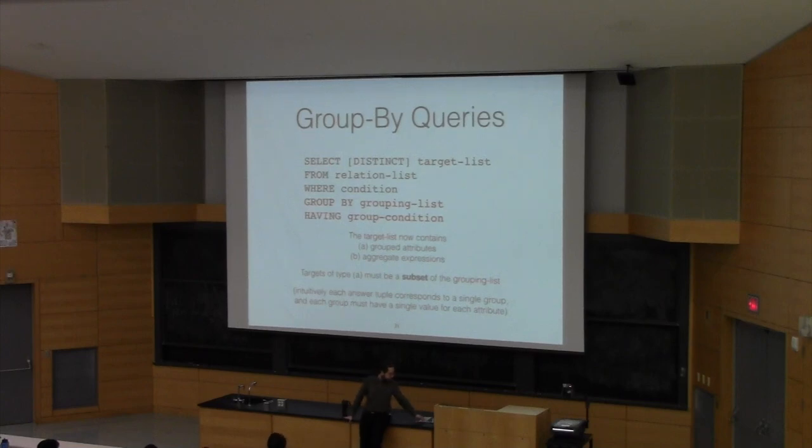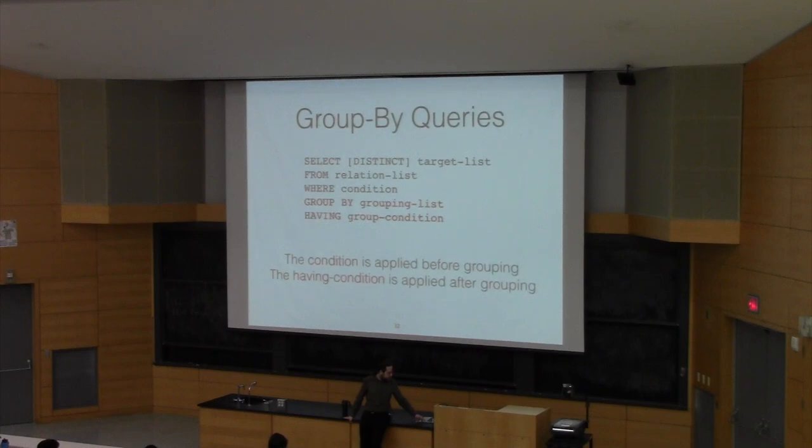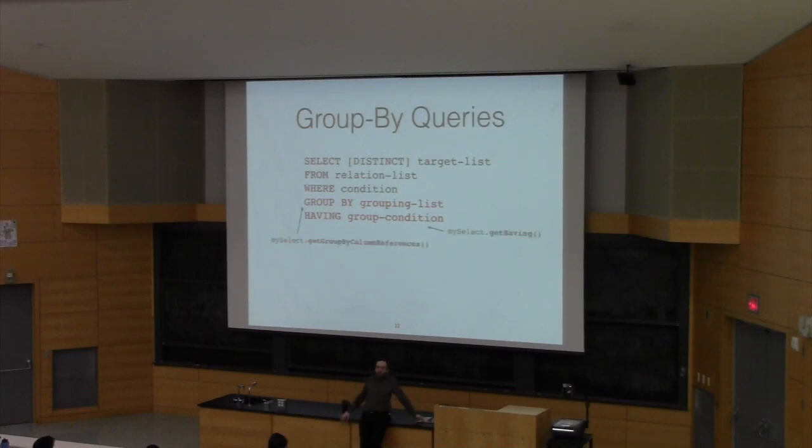The distinction between condition and having is that condition gets applied before you do the aggregation, while having gets applied after you do the aggregation. And as with all these, JSQL parser has classes for each of them, with methods off of plain select for each of them. So get group by column references gives you the group by, and get having gives you the having condition.